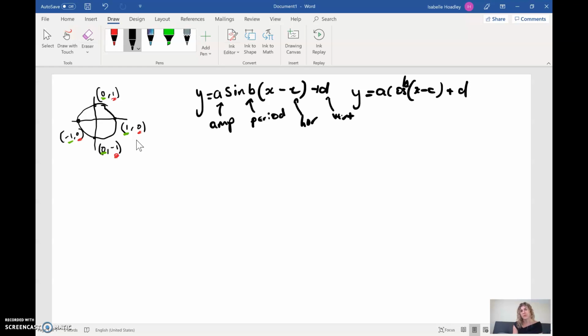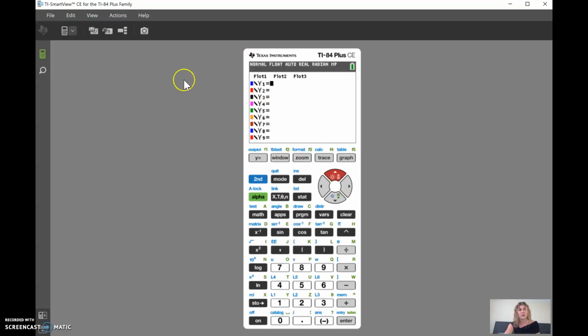Same with cos. For tan, we still have all the same transformations, but because tan is a vastly different shaped function, it is going to look a little bit different. So I just want to start off by showing you the graphs of sine, cos, and tan on my graphing calculator. We'll talk through that, and then we'll go through some of the transformations.